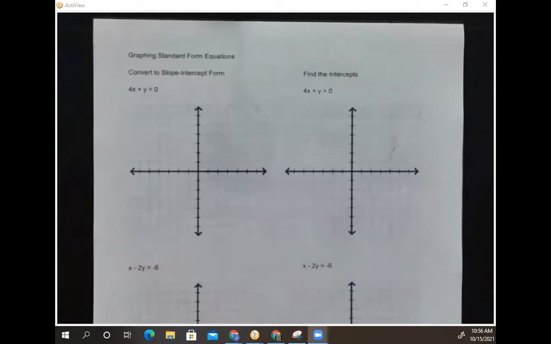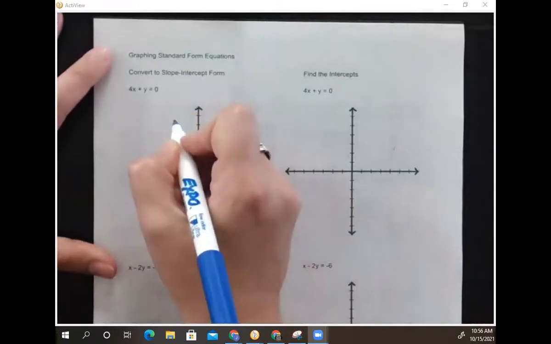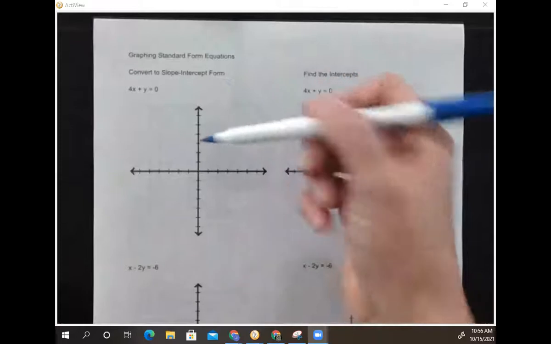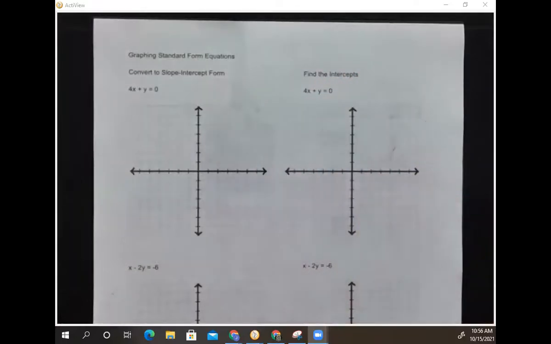So for our first one, again, we're going to do the same thing. I'm going to go through this using both strategies. So our first function is 4x plus y equals 0. I'm going to start by converting this one to slope-intercept form for no reason other than it's the method that's on the left side of the page. There's nothing special about why I'm doing any version first.